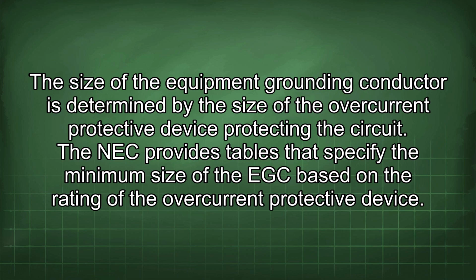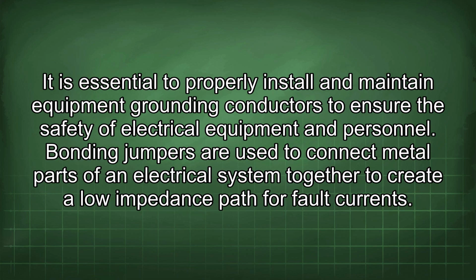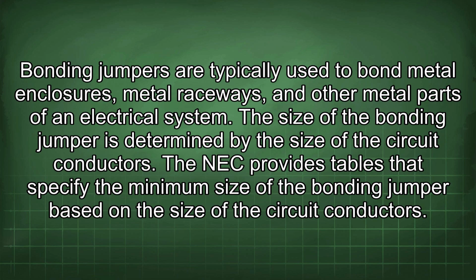The NEC provides tables that specify the minimum size of the EGC based on the rating of the overcurrent protective device. It is essential to properly install and maintain equipment grounding conductors to ensure the safety of electrical equipment and personnel. Bonding jumpers are used to connect metal parts of an electrical system together to create a low impedance path for fault currents. Bonding jumpers are typically used to bond metal enclosures, metal raceways, and other metal parts of an electrical system. The size of the bonding jumper is determined by the size of the circuit conductors.